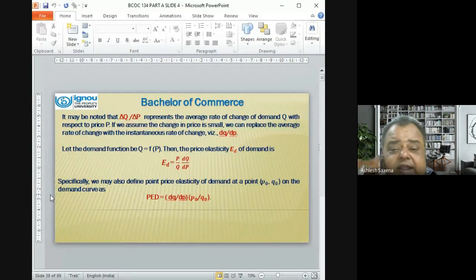Now the question arises, if we know the price elasticity of demand and we have to find its value at a particular point P0, Q0, then how will it be represented? That means it will be PED equal to dQ upon dP into P naught upon Q naught.